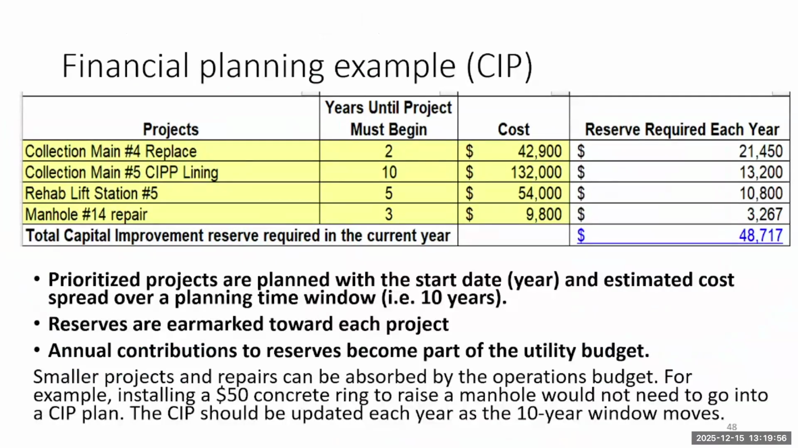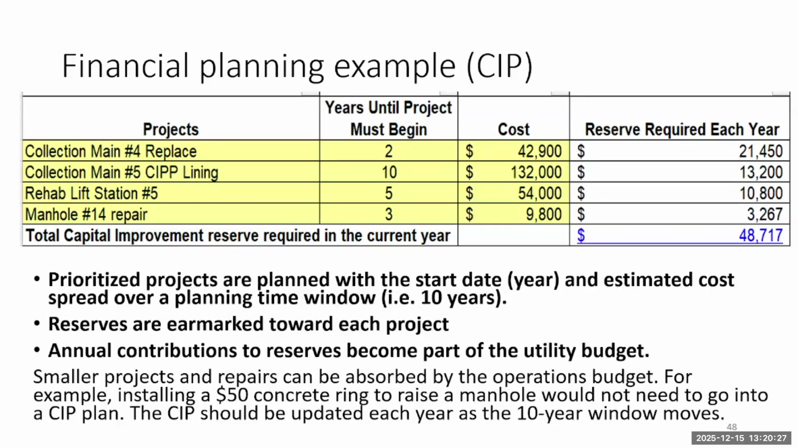So here we've got an example of financial planning. We've got these different projects: collection mains, a couple of those, a replacement, a lining. We've got rehab of a lift station. We've got a manhole repair. And then in the next column, it says how many years until the project must begin. So that gives us an idea how long we have to set that money aside. And then finally, we have the cost of each one of those.